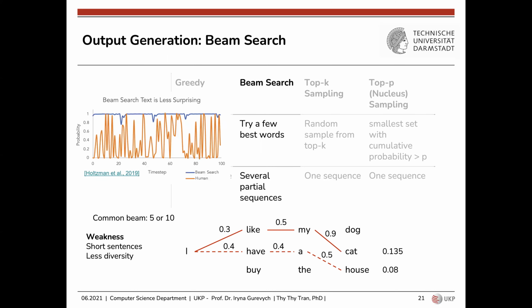So here is a figure comparing the probability of tokens selected by beam search and selected by humans. So why does beam search select high probability tokens? Humans, in contrast, tend to select tokens with much higher variance in the predicted probability. And because of the variance, the sequence is more surprising. So random sampling is proposed to give the surprise to the output.